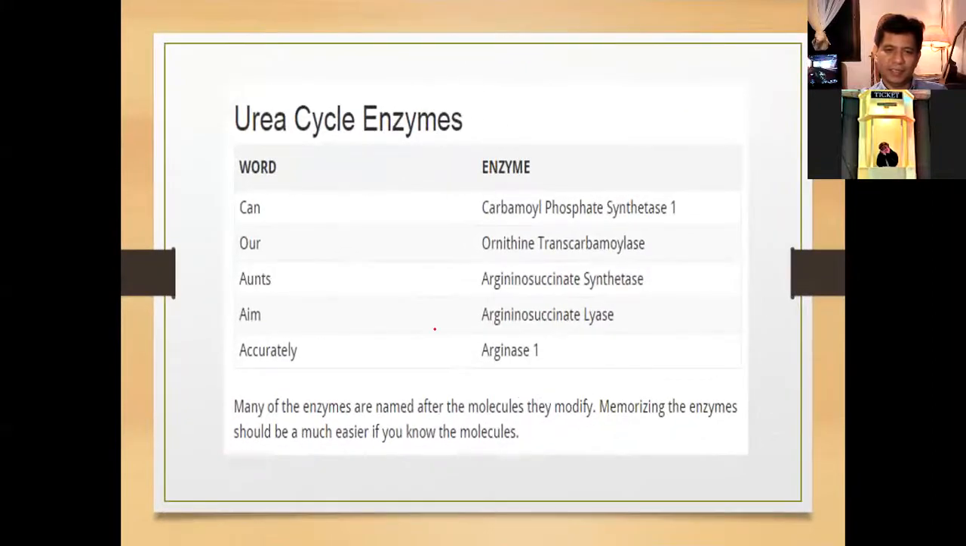And then these are the enzymes. Can our ants aim accurately? Okay. Sa CR to, di ba? Can our ants aim accurately? These are the enzymes: carbamoyl phosphate synthetase 1, and then we have ornithine transcarbamylase, and then arginosuccinate synthetase, arginosuccinate lyase, and arginase 1.